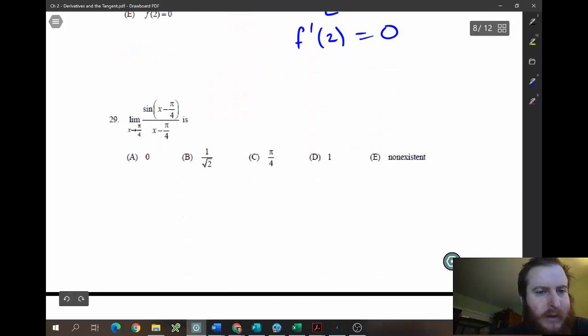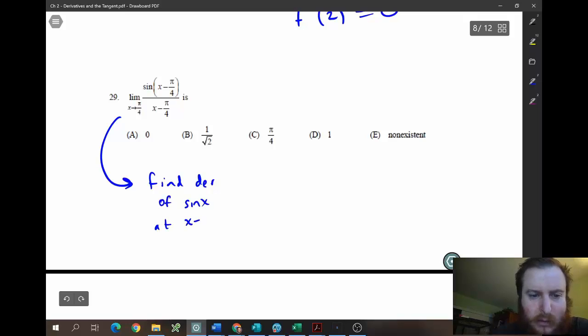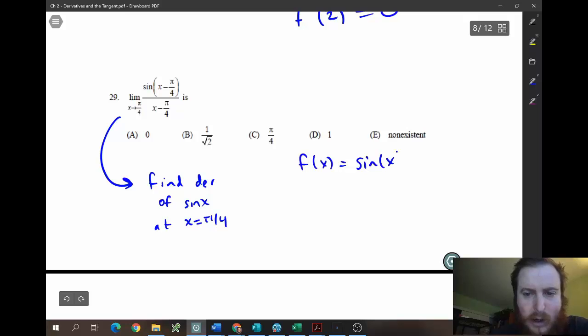We have another definition of the derivative. This is that same formula. And so what this is asking us to do is to basically just find the derivative of sine of x at x equals pi over 4. So basically step one is, okay, f of x was sine of x. On these you can always kind of just get rid of the pi over 4 or the h, and that'll be your f of x.